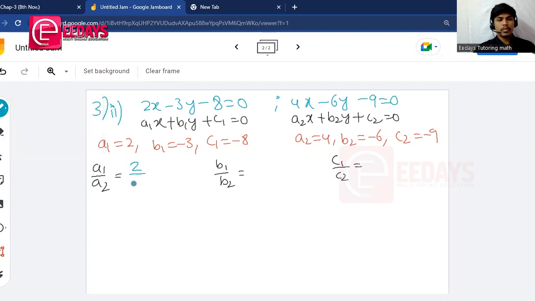a1 by a2, what did you get? 2 by 4. After cancellation, you'll get 1 by 2. b1 by b2 is minus 3 by minus 6. Minus minus gets cancelled, so you'll get 3 by 6, which is nothing but 1 by 2. And c1 by c2 is minus 8 by minus 9. Minus minus gets cancelled, you'll get 8 by 9.